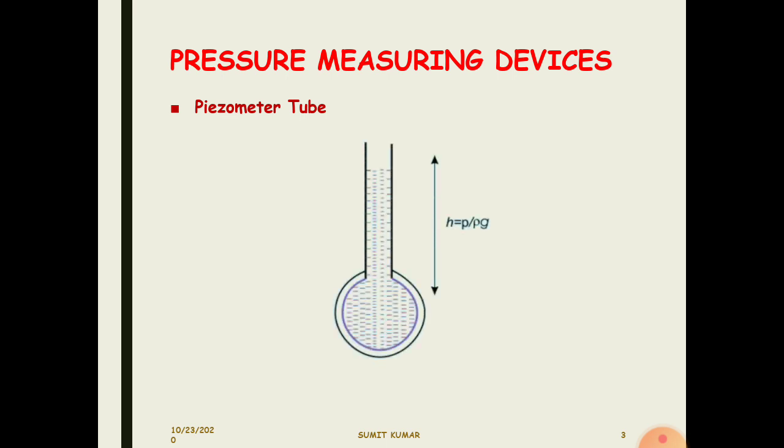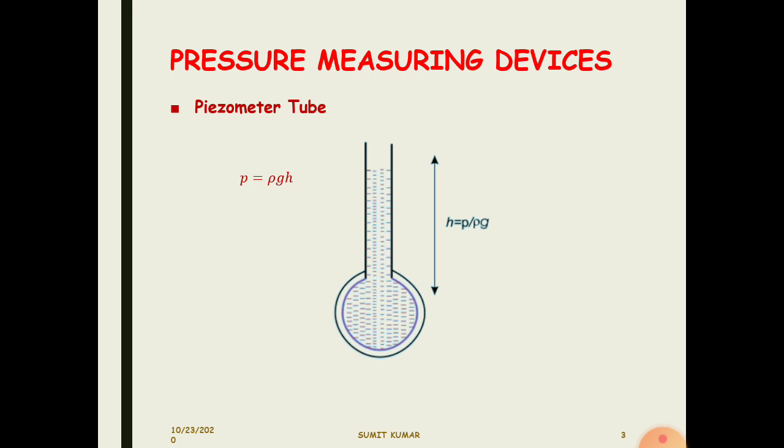The piezometer is a simple glass tube which is connected to the point where the pressure is to be measured. The vertical height of the free surface, which is known as pressure head, can be easily seen in the piezometer. From the observed pressure head, the corresponding pressure is calculated from the equation P is equal to rho g h.